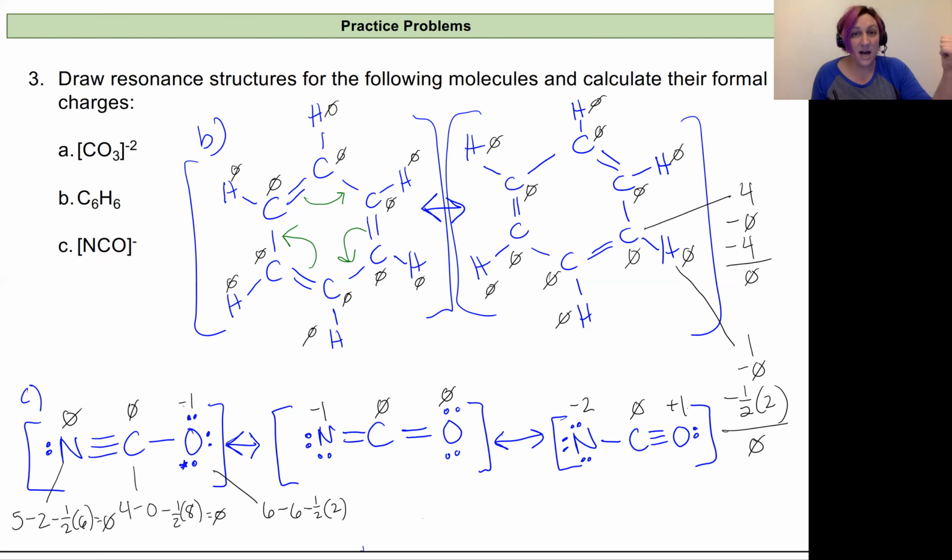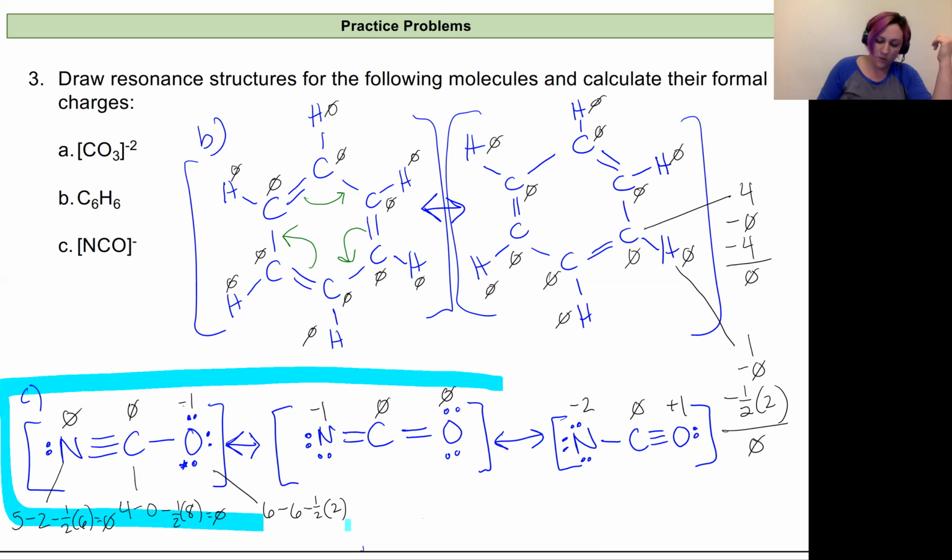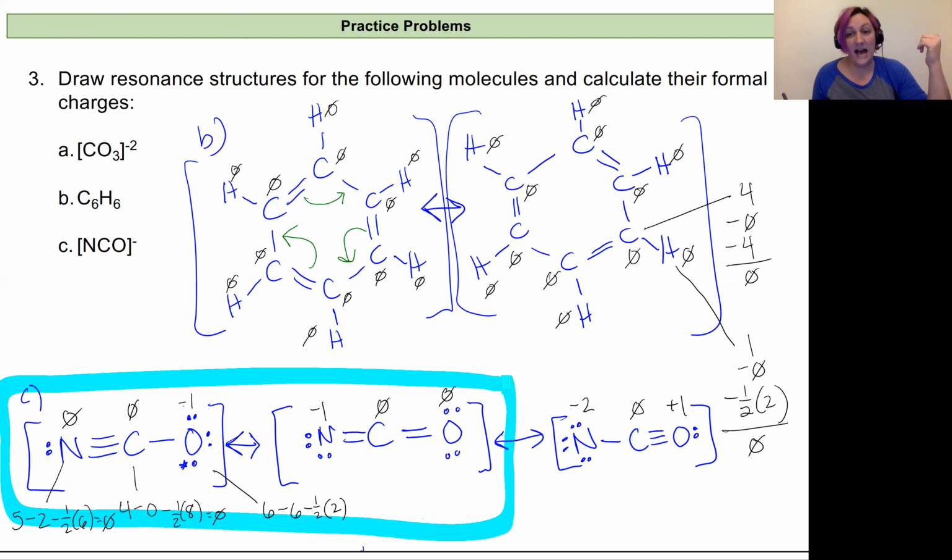One, you want to minimize the number of formal charges that you have, like the magnitude. And so that automatically makes these first 2 structures more favorable than the last because of that -2 charge and +1 charge. That's just more formal charge than the other 2 structures that only have 0s and -1.